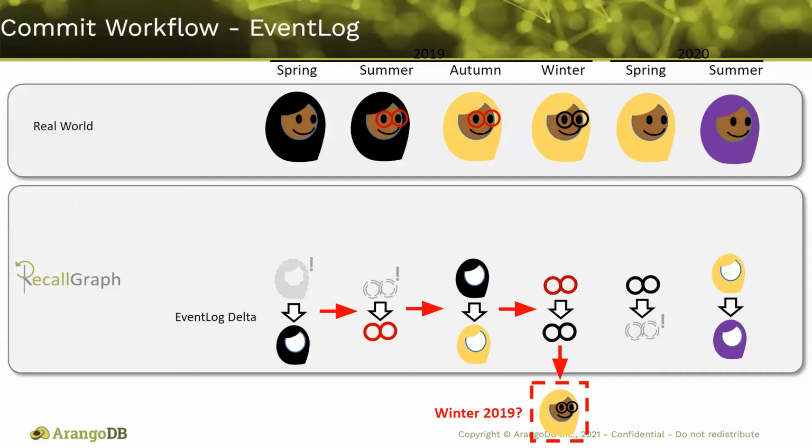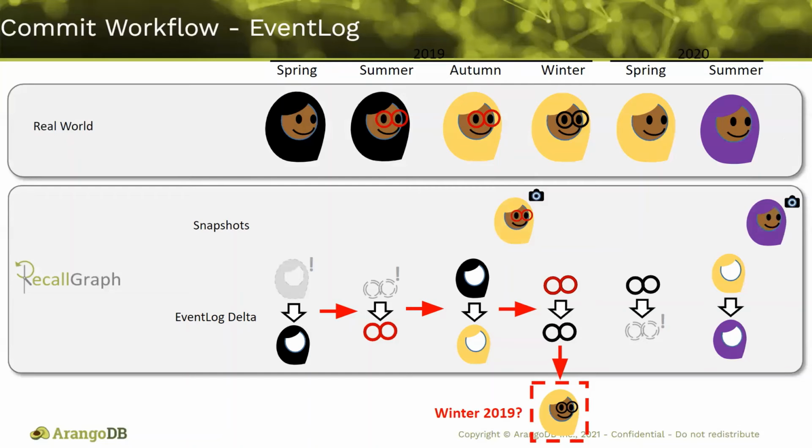So RecallGraph has a way to take care of that. What it does is it records periodic snapshots. Snapshots meaning objects that store the complete state of an entity at periodic intervals. And in this case, a snapshot is taken at an interval of every 3 events.